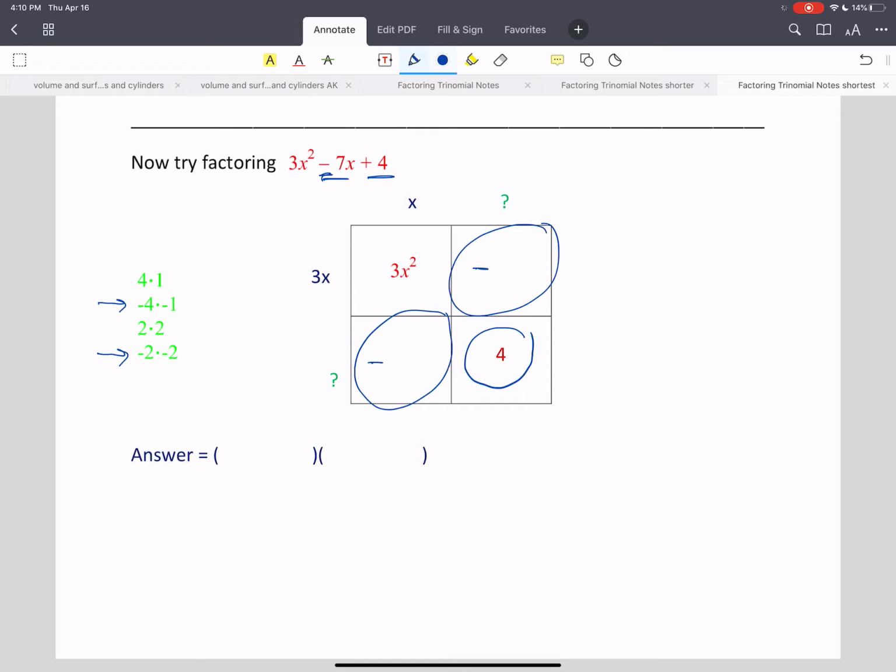Okay, did you get negative 1 and negative 4? This would give me a negative 3x here, a negative 4x there, which combines to my negative 7x. So my answer is x minus 1 times 3x minus 4.